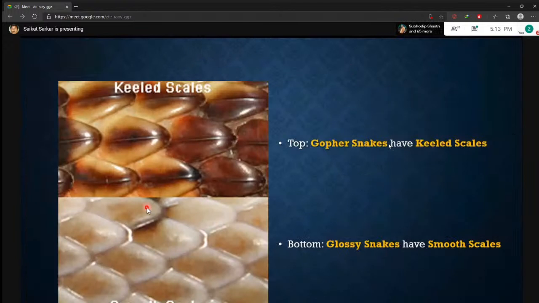Now coming to the ridged scale. Both these snakes are non-venomous. One is a gopher snake, another is a glossy snake.